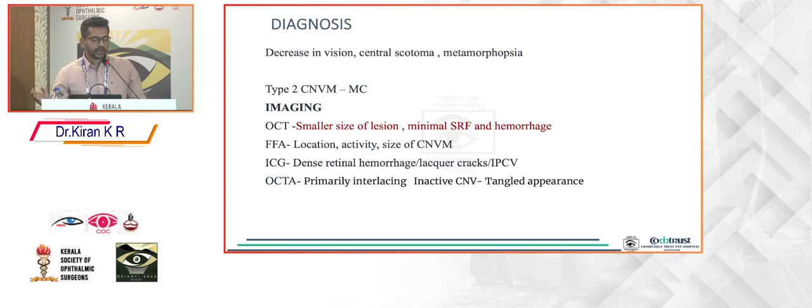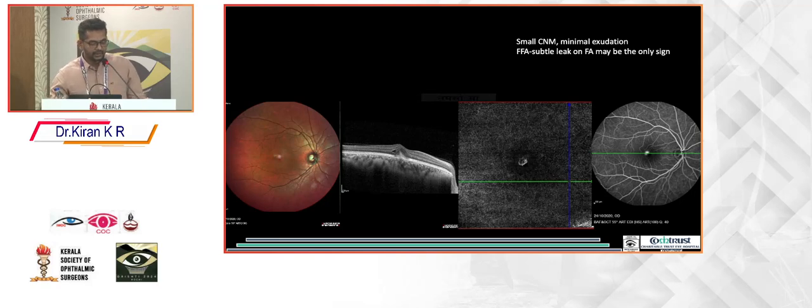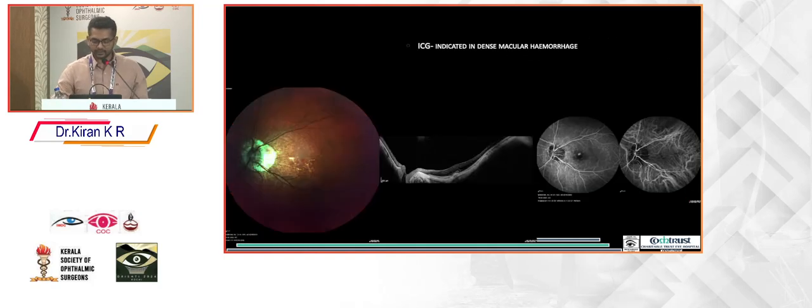OCTA shows active lesions as a primarily interlacing pattern, and inactive lesions have a tangled appearance. I will go through a few cases. This is one of such cases with the fundus. The patient had some metamorphopsia, not much drop in vision, and you could see a hyperreflective lesion above the RPE with a single intraretinal fluid, and OCTA shows a small CNVM, and FFA shows leakage. So the FFA can be used to assess the activity of this neovascular membrane. A subtle leak on the FFA may be the only sign in these patients.